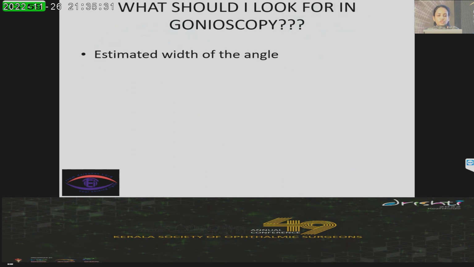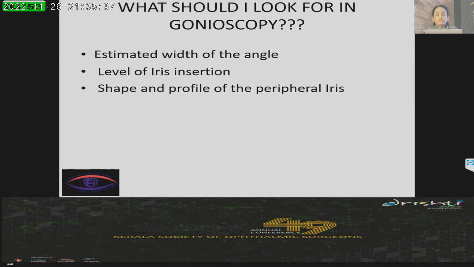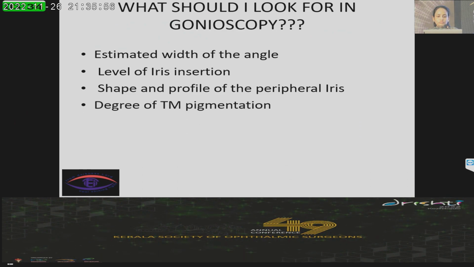So while doing gonioscopy, first estimate the width of the angle, see whether it's a closed or an open angle, see the level of iris insertion, look for the profile of the peripheral iris, whether it's concave, convex or flat. Concave configuration you get in pigment dispersion syndrome, following cataract surgery and even in myopes. Convex configuration is the one which you observe in angle closure glaucoma, and flat iris insertion is noted in plateau iris syndrome.